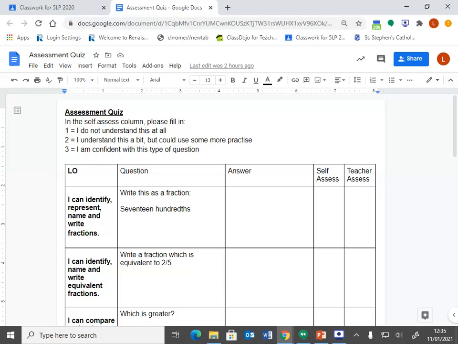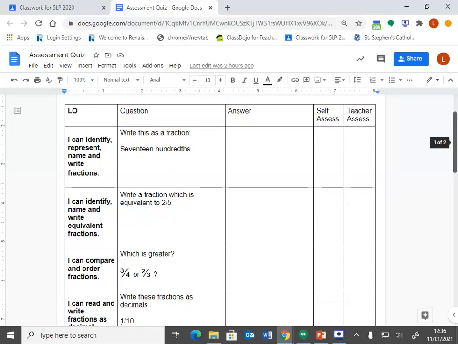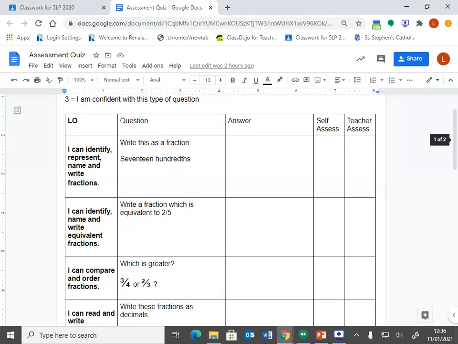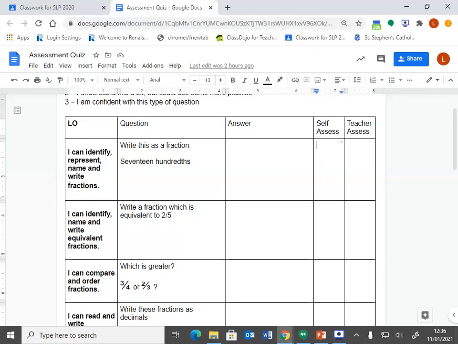Have a read of all of the questions. Some of the questions are split into 2 parts, and where they are, you obviously need to provide 2 answers. When you are self-assessing, then obviously you need to refer back to the LO, and that is what you're referring to when you're self-assessing.